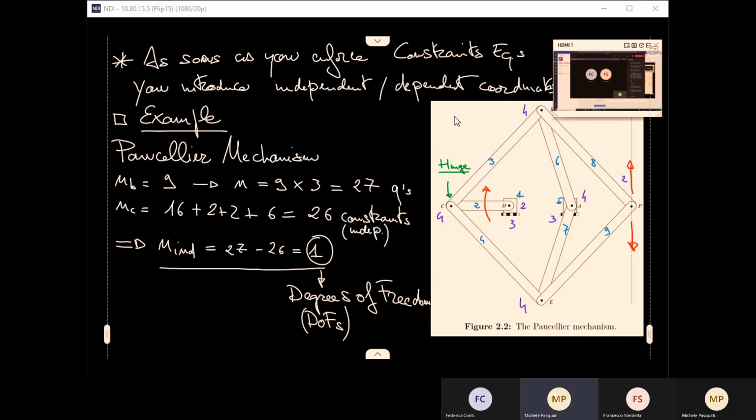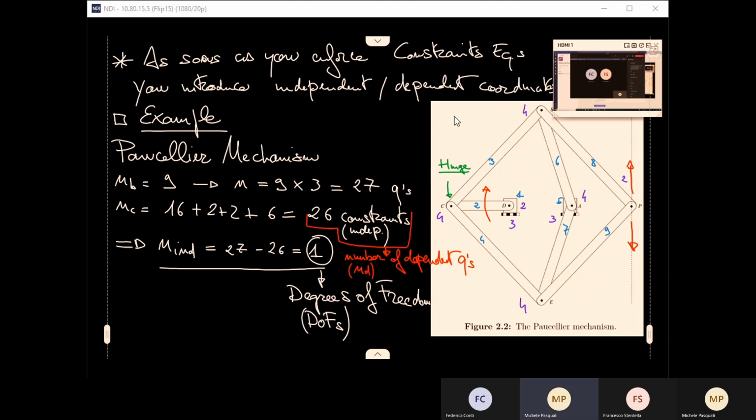So 20 constraints independent. The number of independent constraints equals the number of dependent parameters. Okay? Here is the number of dependent queues. Okay? Which is also typically called ND.